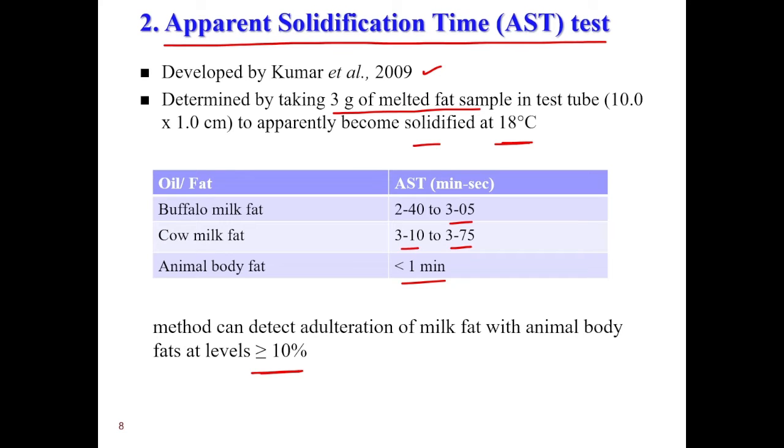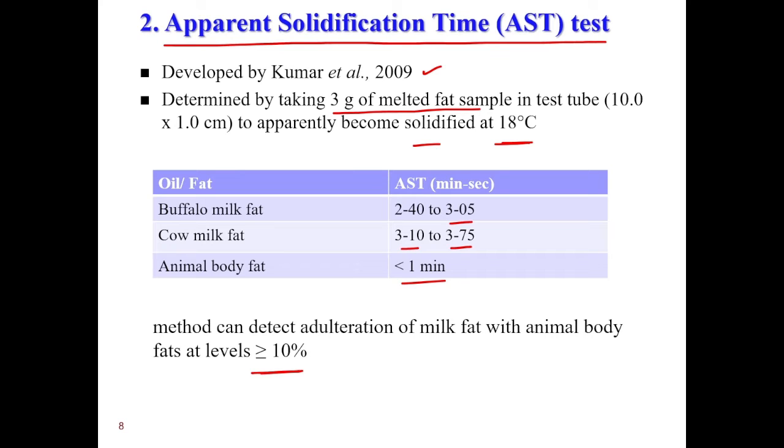So the apparent solidification time test, as the name indicates, is defined as the time taken by the 3 grams of melted ghee sample to apparently get solidified at 18 degrees Celsius. How much time is it taking? Obviously animal body fat will take less time to get solidified. Vegetable oils are already in liquid form, so their apparent solidification time will be much lower.